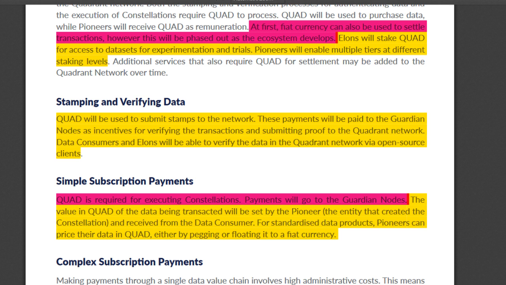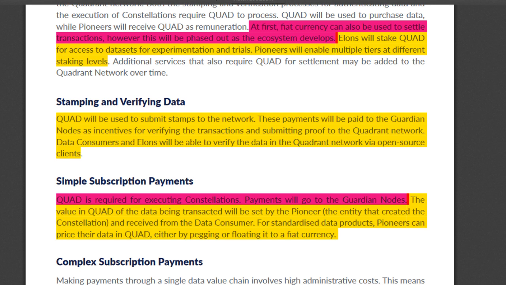So simple subscription payments, that's where you're just getting one thing from somebody. Quad is required for executing constellations. Payments will go to the Guardian nodes. The value in Quad of the data being transacted will be set by pioneers. That's your data vendor, the entity that created the constellation, and received from the data consumer. For standardized data products, pioneers can price their data in Quad by either pegging it or floating it to a fiat currency. So you can tie it directly to the dollar, or you can float it, it's worth a little bit less than $1, or pounds, Ethereum, whatever.